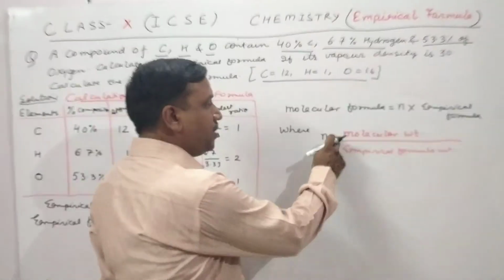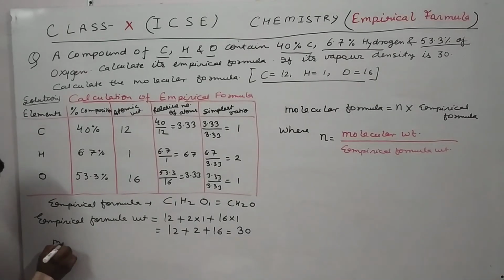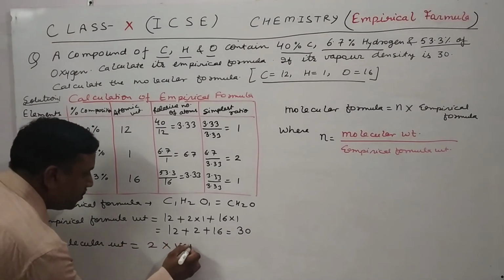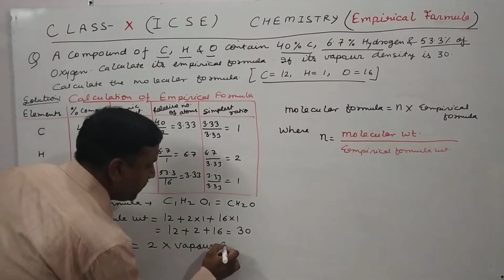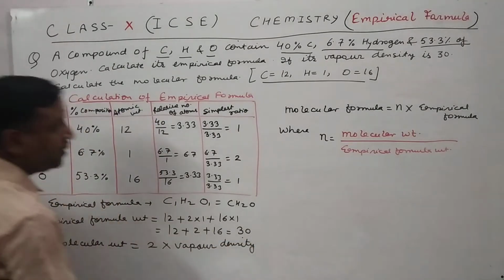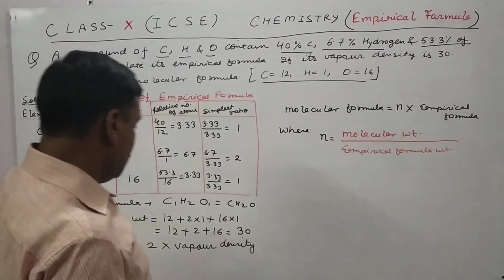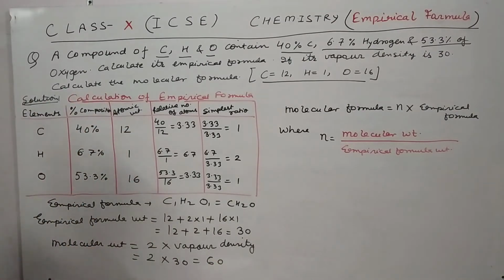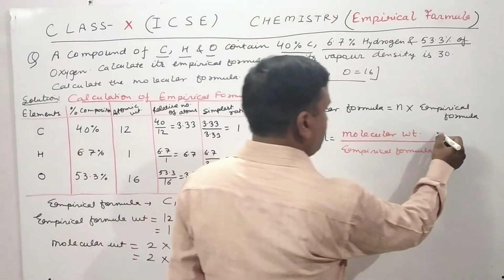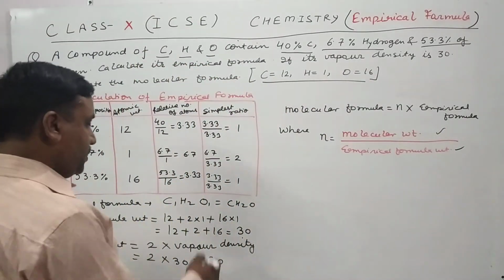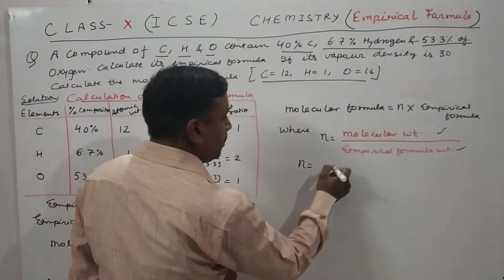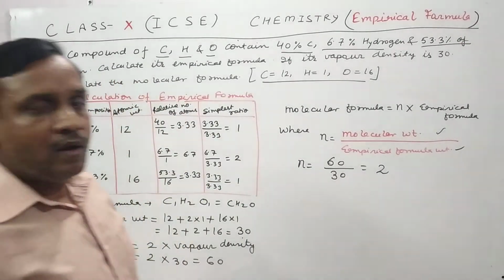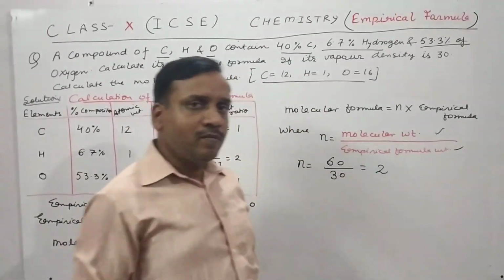Now you have to calculate its molecular weight. Molecular weight is equal to 2 into vapor density, and the vapor density given is 30. Substitute here 2 into 30, that is 60. Now we have found out these two things. Substitute these values here and you will get N. Molecular weight is 60, empirical formula weight is 30, N is 2. Now the empirical formula is known, N is known, you can calculate the molecular formula finally.